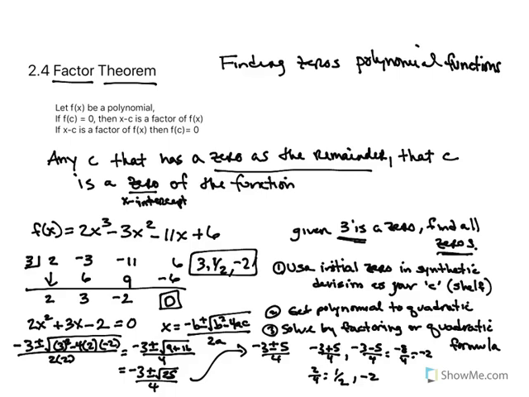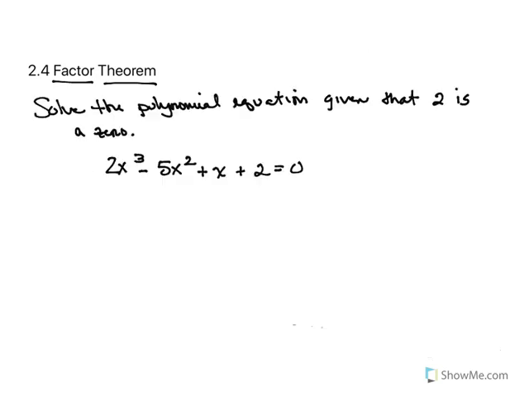Okay? So I'm going to do another one. Here we are solving the polynomial equation given that 2 is a 0. One thing it's important for us to understand is that the instructions are going to be different depending on the setup of the problem. If it says find the zeros or find the roots, that's when it's given to us in the f of x form. But if it says solve, that means they have already set f of x equal to 0, so it's going to have to equal 0 for you already.